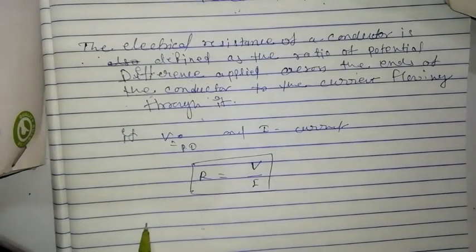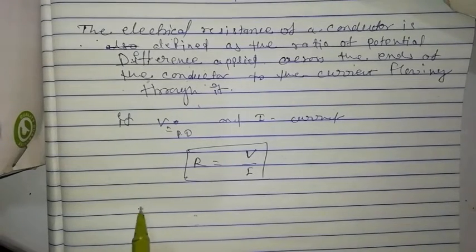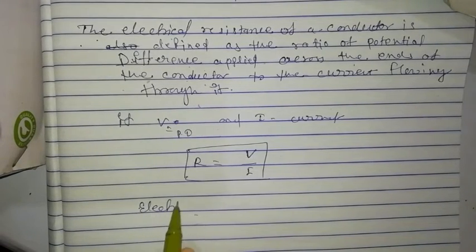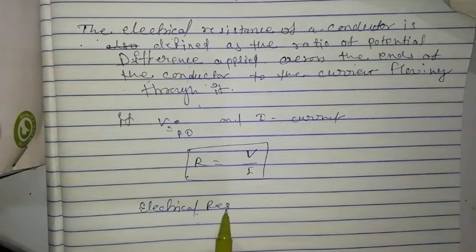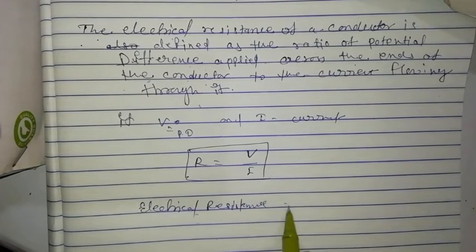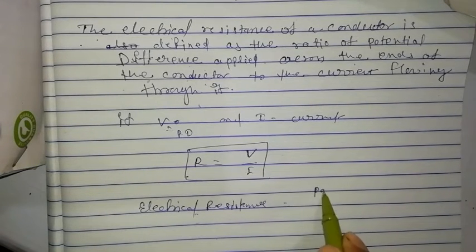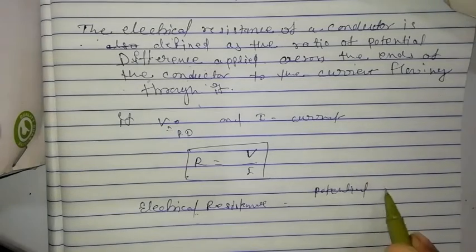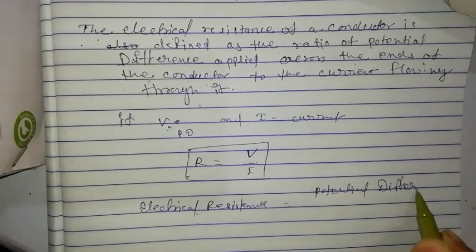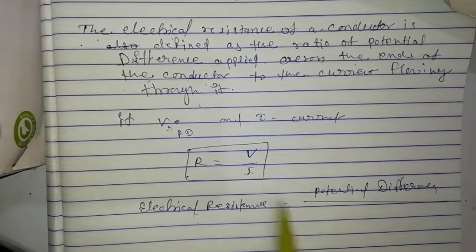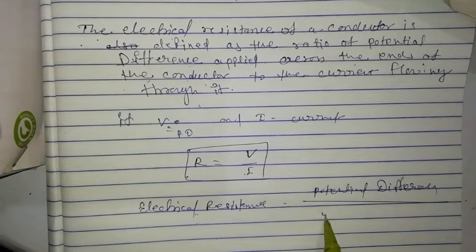Electrical resistance is equal to potential difference upon electric current.